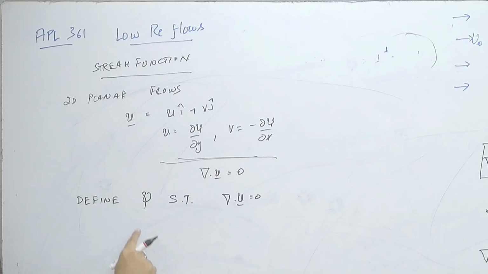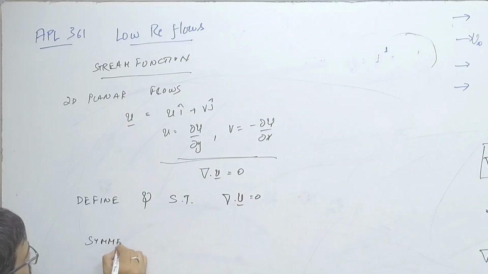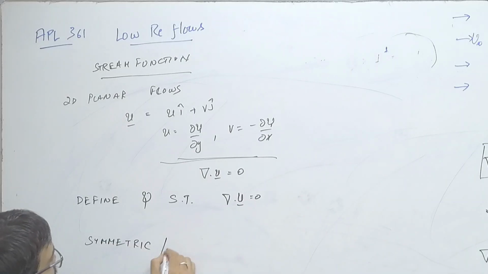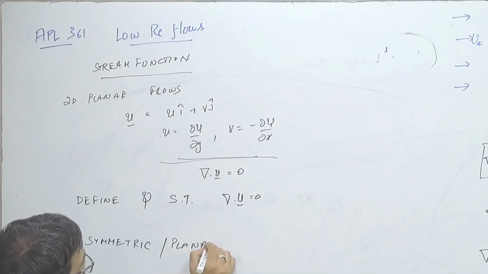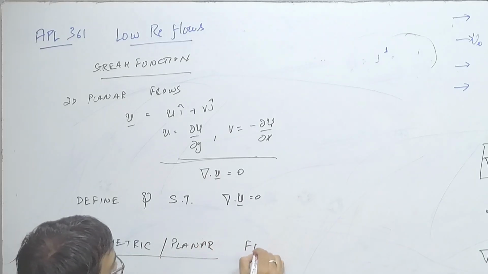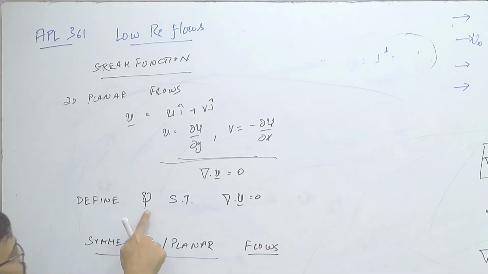And you will quickly notice that you cannot define a unique stream function for general 3D flows. Actually, for general 3D flows, you will need two stream functions. But here we will look at symmetric or planar flows. For these symmetric and planar flows, we can actually get away by defining just one stream function.